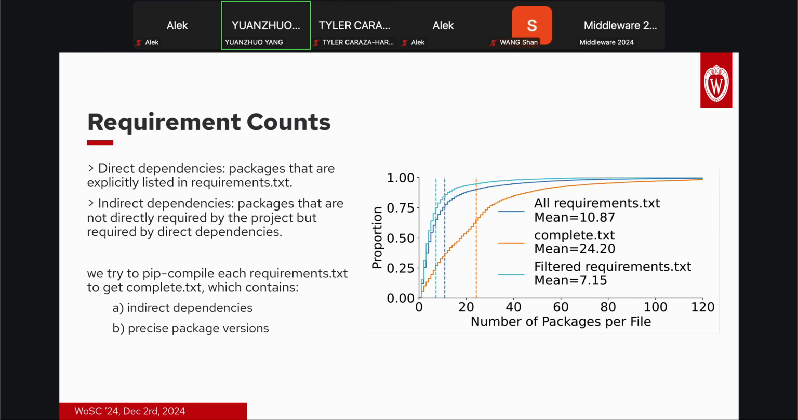We try to pip compile each requirements.txt to get complete.txt, which contains indirect dependencies and precise package versions. I understand that this might be a little bit confusing, but don't worry, I will explain pip compile so that you can understand this slide.